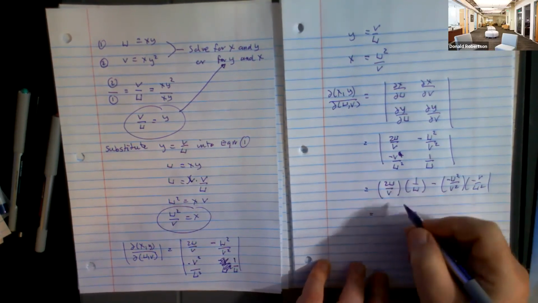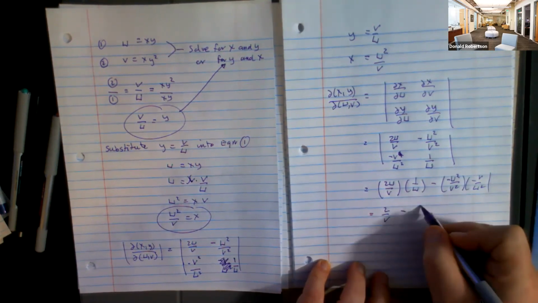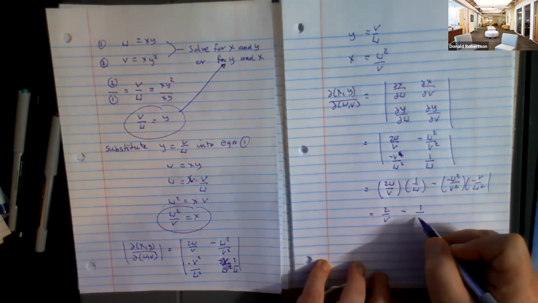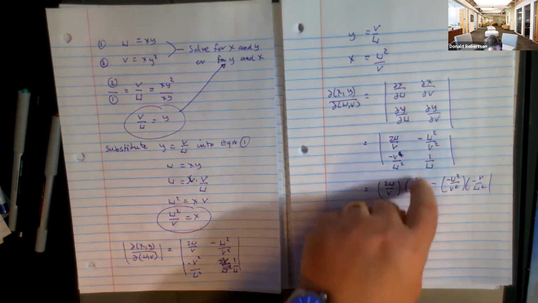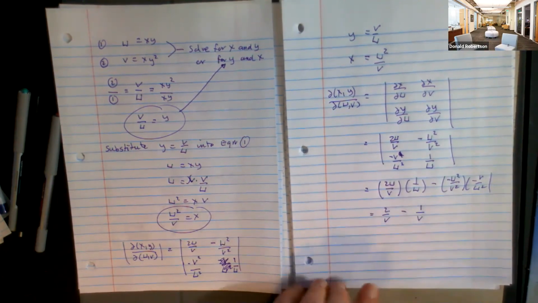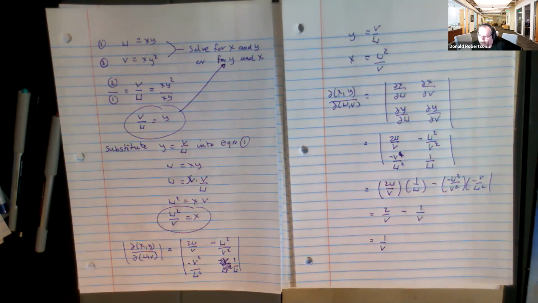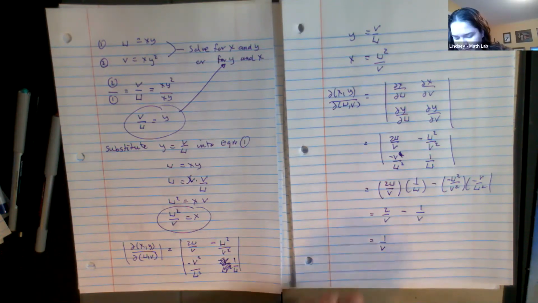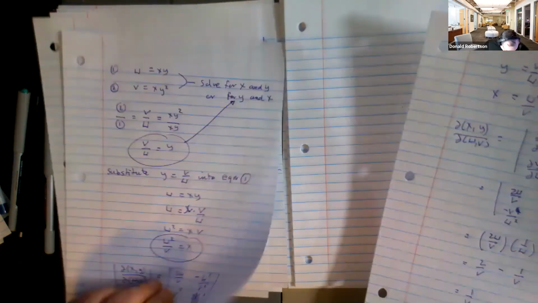Okay, cancel, 2 over v, a negative, cancel, 1 over v. Check that out. Cancel, 2 over v, cancel, 1 over v. I get 1 over v. Do we agree? Yes. Perfect.